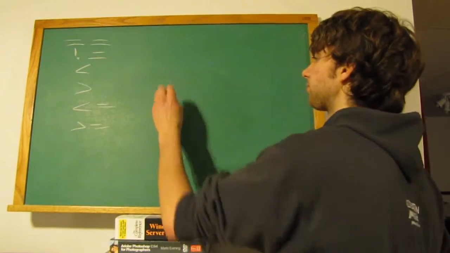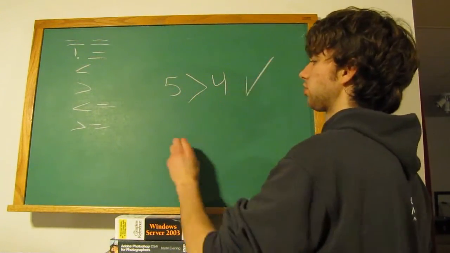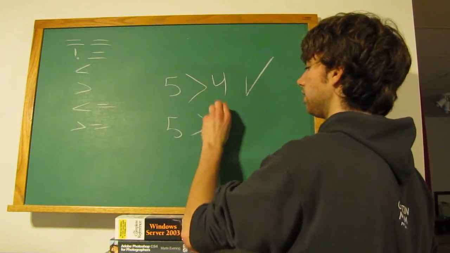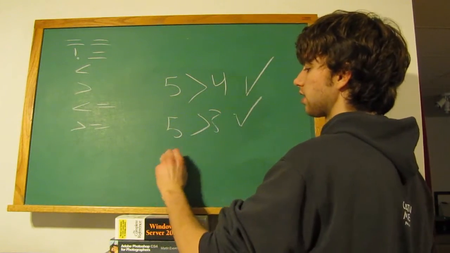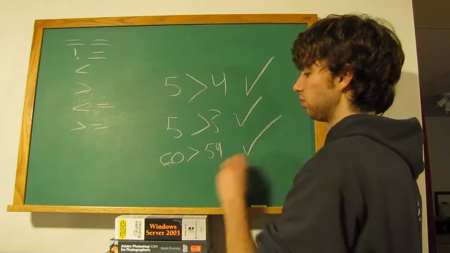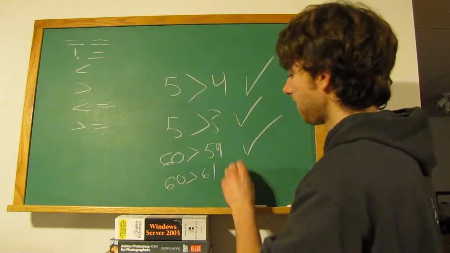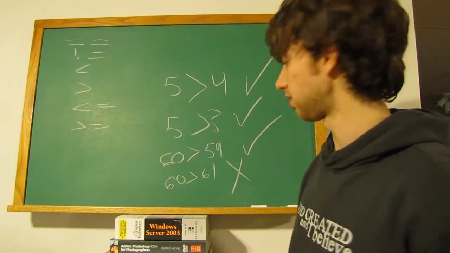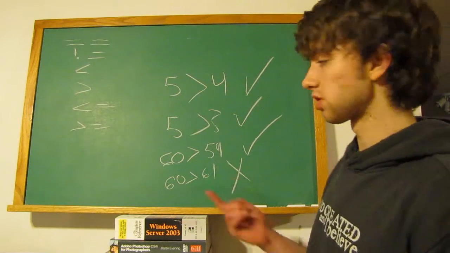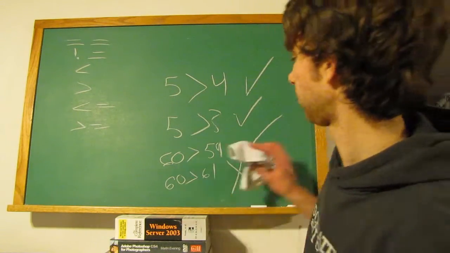So we could say 5 is greater than 4. That's going to be true. 5 is greater than 3. True. 60 is greater than 59. True. 60 is greater than 61. False, because it's not. 61 is the higher number. So this is going to return as false.